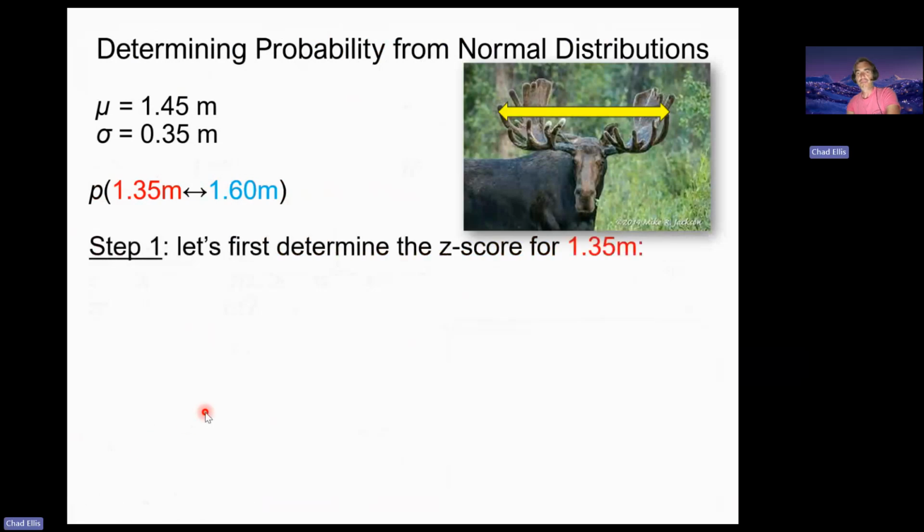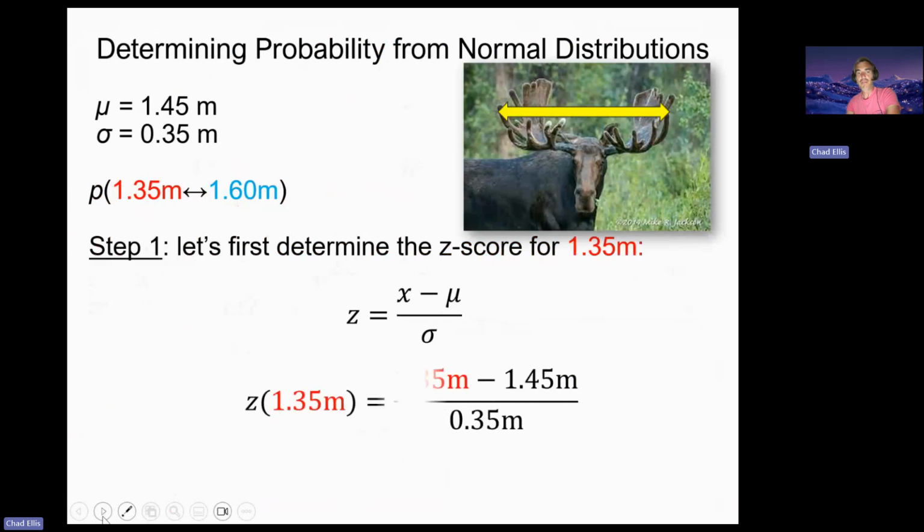So we're going to basically follow the same essential steps, but we're going to do it for both of these values, both for the 1.35 and for the 1.60. So let's first determine the z-score for the 1.35, the lower end of our range, using that same formula. We plug in our x value, 1.35, subtract our mean, and divide by our standard deviation. That gives us a z-score for 1.35 meters of minus 0.29.